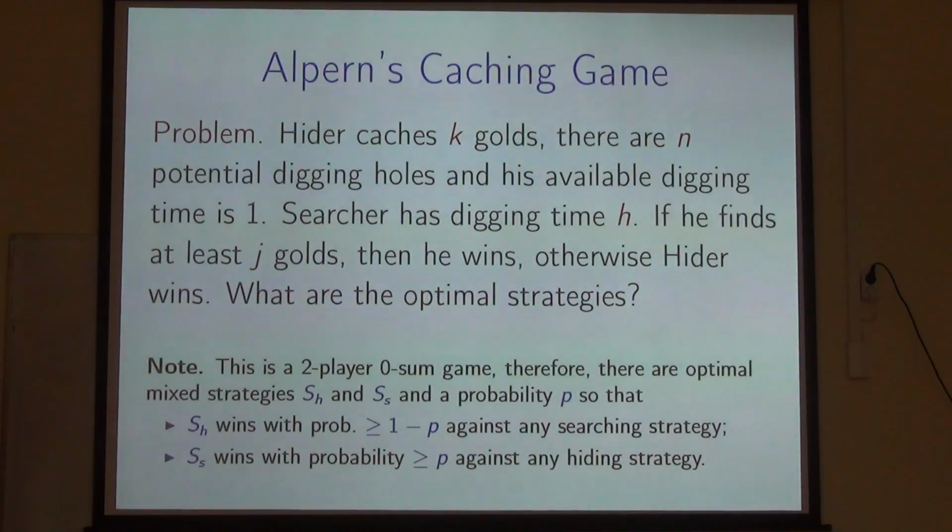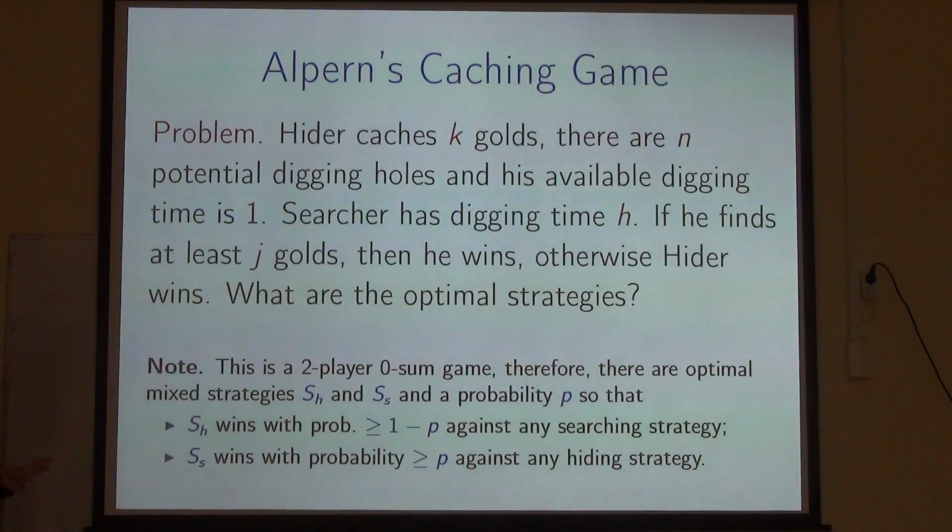It's a two-player game between a hider and a searcher. The hider caches k golds in n potential holes, and the hider has a total digging time 1, and the searcher has a digging time h spent for finding these golds. If he finds at least j out of the k, then he wins, otherwise the hider wins. Is the problem clear? We will see some examples.